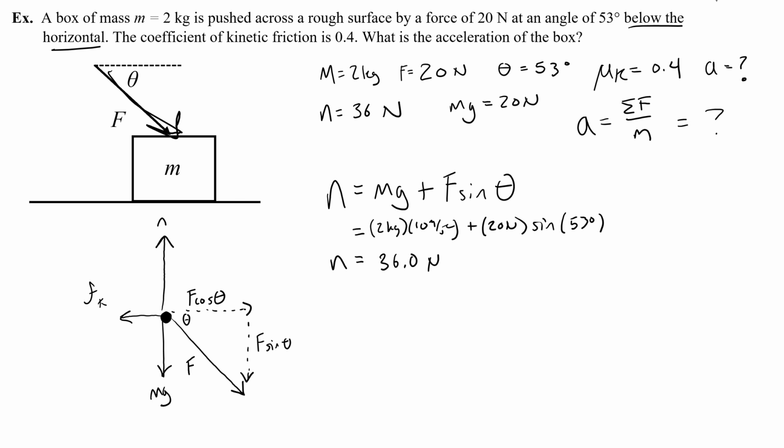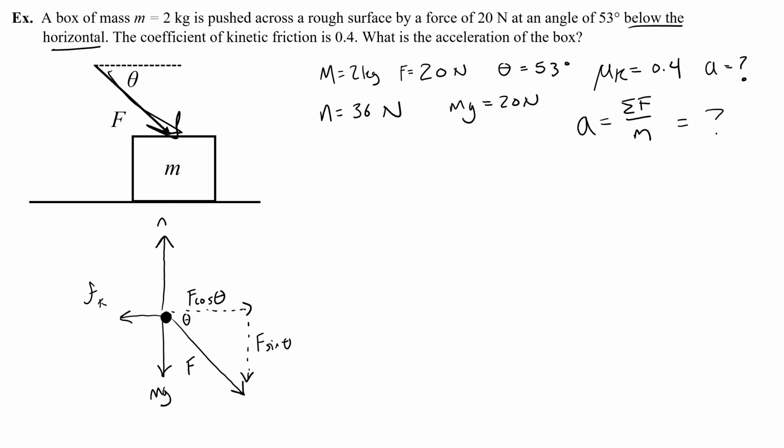How do I find friction? Well, this part is fun. Friction equals mu times normal force. Okay, and again, K. So 0.4 is my coefficient of friction. I multiply that by the normal force, which I calculated as 36. Again, not 20. We're not using mg now.